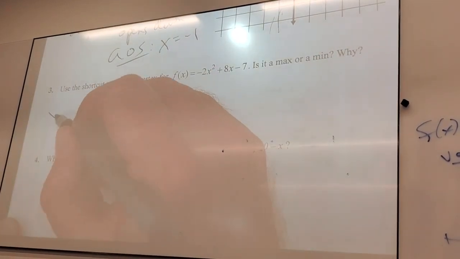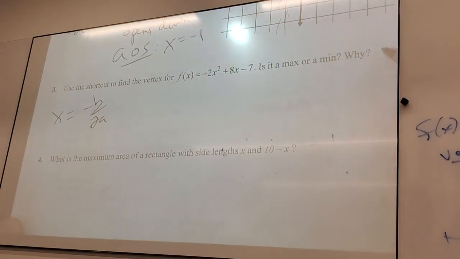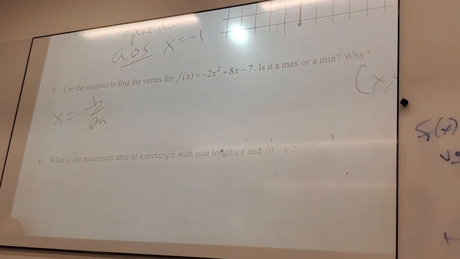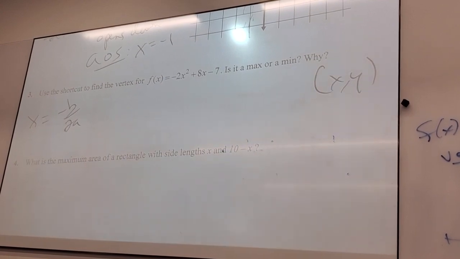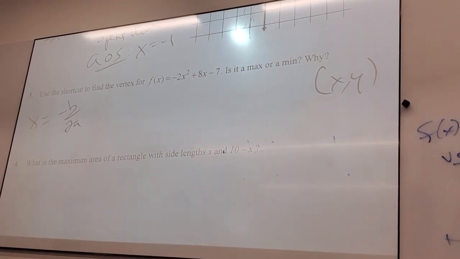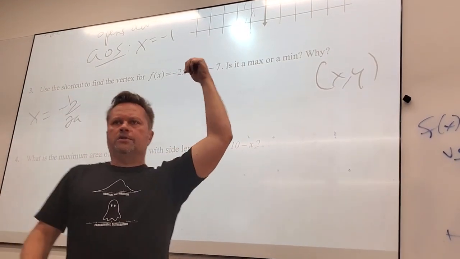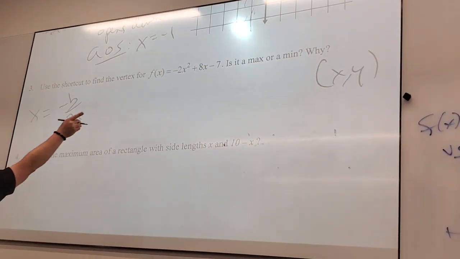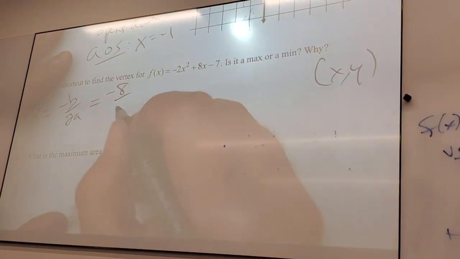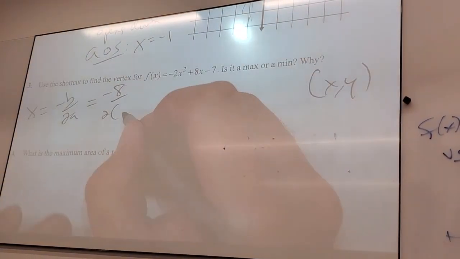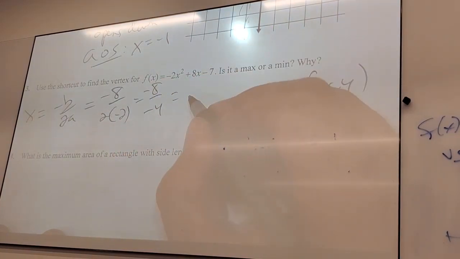Number three, the shortcut that we developed was this. Just remember that a vertex has two parts to it, right? So just doing negative b over 2a is not good enough, because a point always has two parts, and a vertex is a point. What is b in that equation? 8. Good. So it would be negative 8 over twice, and what's a? Negative 2. So it's negative 8 over negative 4, which is? 2.